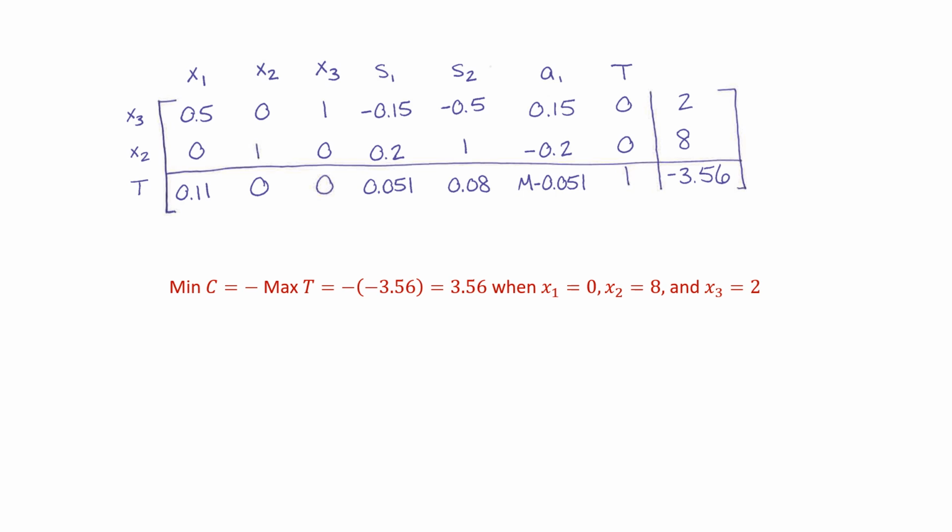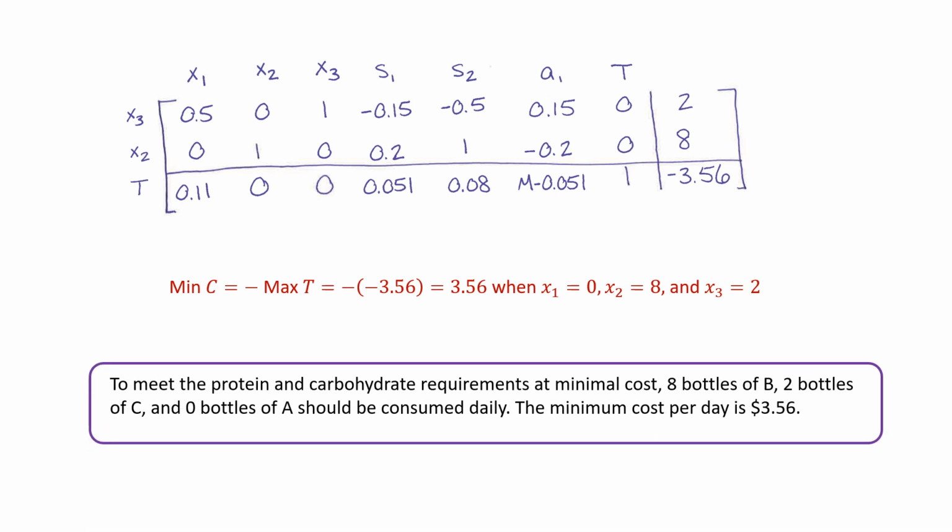But remember, the original problem is to minimize c. So min c is equal to negative max t. So since max t is negative 3.56, min c is 3.56. So our solution to meet the protein and carbohydrate requirements at minimal cost is 8 bottles of B, 2 bottles of C, and 0 bottles of A to be consumed daily. The minimum cost per day is $3.56.